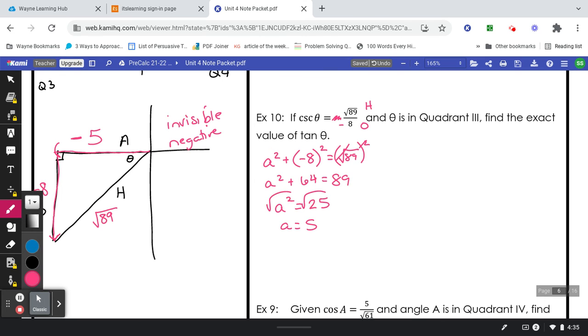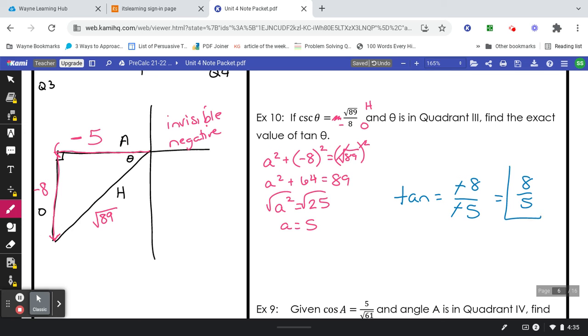Okay, now it's time to find the actual answer. So most of the work that you do here is in the setup of trying to find all 3 sides, label everything correctly. Once you get down to the actual answer, it goes pretty quick. Tangent is O over A. And because both of those are negatives, I can cancel those out and just get 8/5.